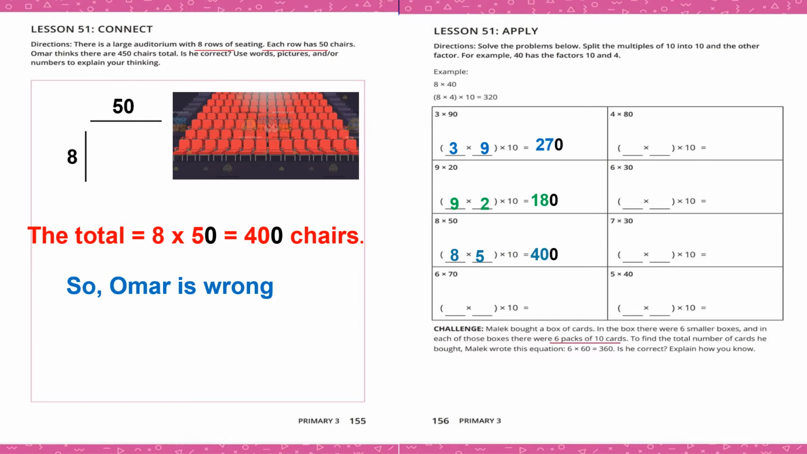6 times 70. Again, put 6 as it is and split 70. 10 times what equals 70? 7. Solve the brackets. 6 times 7, 42, times 10, 420. The next column you can solve alone and check your answers.